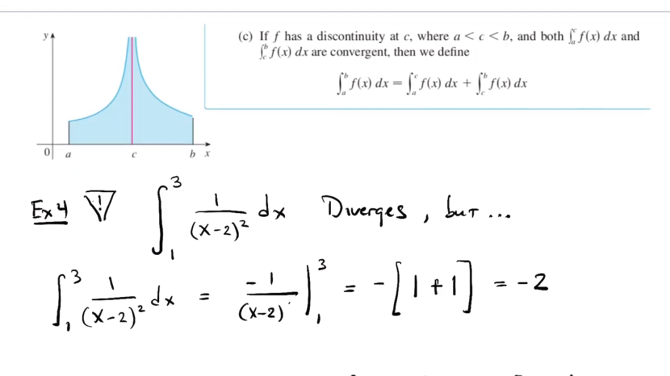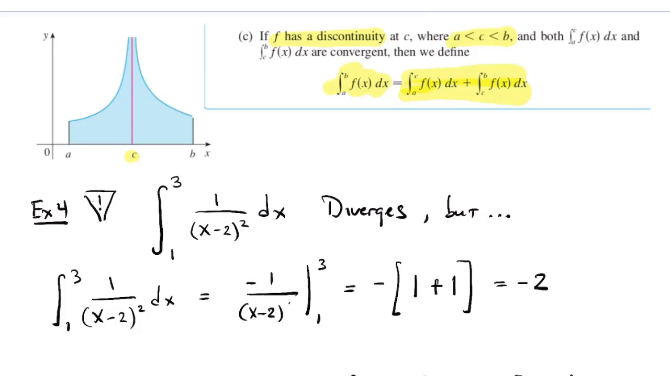So this box over here is telling you how to handle that. If you have some point C in between A and B for which the function isn't continuous, look at the picture, right? You have an asymptote in the middle. Then the integral from A to B, you have to define it as the sum of two improper integrals. So you split it at the trouble point, and then you have to take the sum.